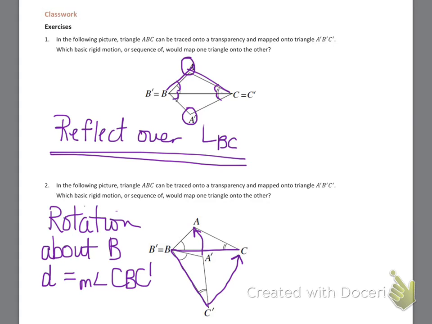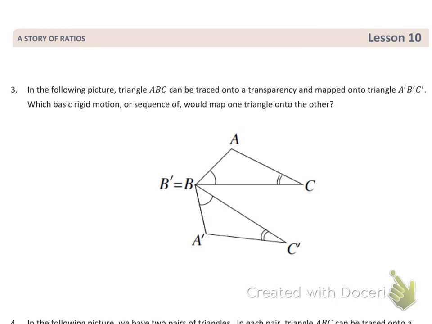Another detail we could give about this rotation is the direction of the rotation, that it's counterclockwise. Counterclockwise around B, and that the counterclockwise rotation, which would be positive, right, would be this measure of this angle.